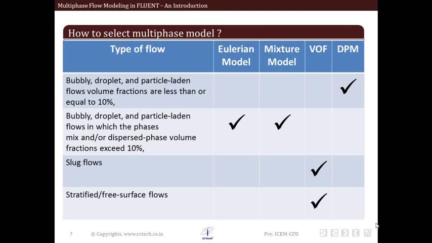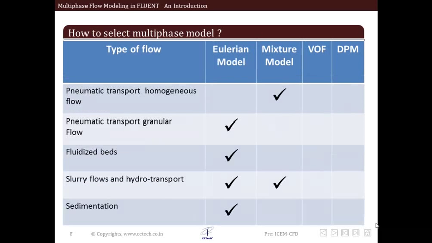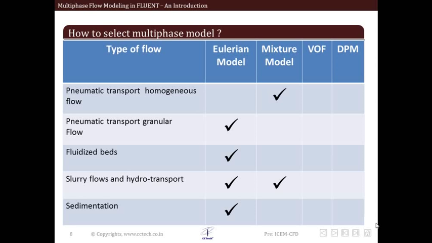The next flow type is slug flow, for which the VOF model is applicable because we have distinct or separated phases with an interface between them. Another type is stratified free surface flow. Again, as we have a free surface and a distinct interface between two phases, we use the volume of fluid model. Next type is pneumatic transport, in which homogeneous flow exists. For this, we use the mixture model, whereas for pneumatic transport with granular flows, we use the Eulerian model.